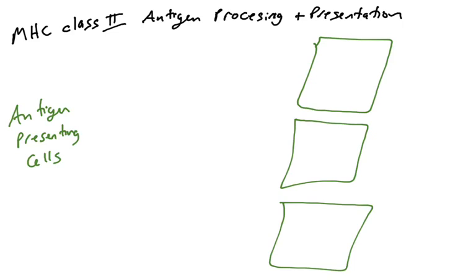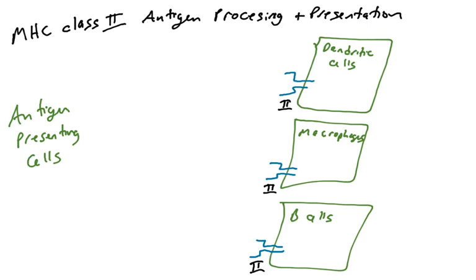So these are cells in the body that are going to process antigens. In this case, they're going to be peptides. And they're going to be loaded onto MHC class 2 molecules and presented to T cells. But which cells present on MHC class 2, and to which T cells do they present? So cells that present antigen on MHC class 2 molecules are dendritic cells, macrophages, and B cells.